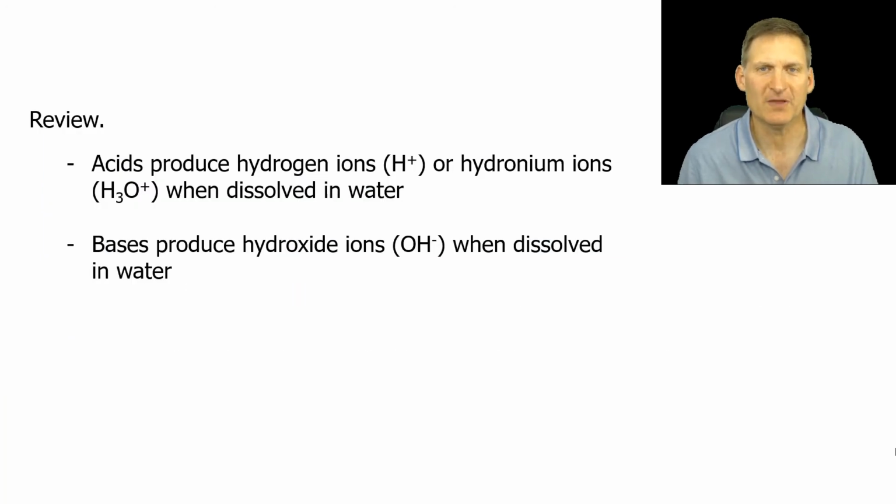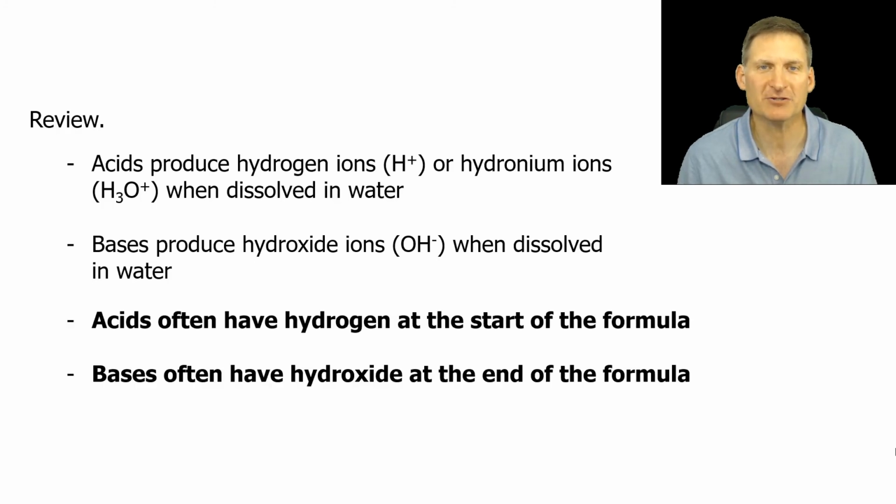All right, let's review. The introductory definitions of acids and bases are what you see here. We'll come back to this and expand on it later in the course. For now, to help you better understand the next lesson on naming acids, focus on that acids often have hydrogen at the start of the formula and bases often have hydroxide at the end of the formula.